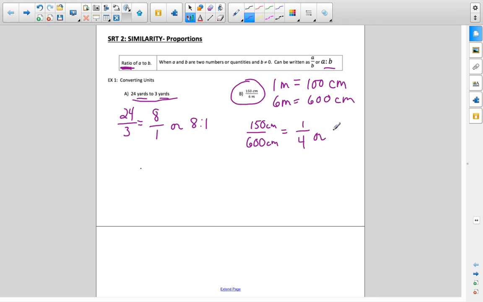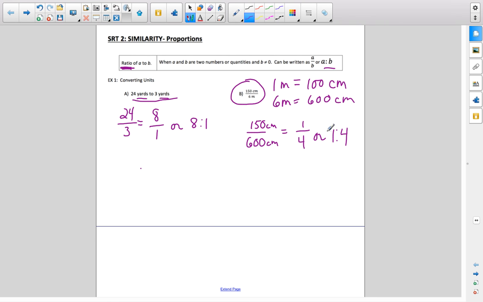I could also write it 1 to 4, top to bottom. And I guess I didn't emphasize that over here: top, then bottom. So if it says 24 to 3 yards, the 24 goes on top, the 3 on the bottom. It's already set up here for me. Okay, let's look at the next one.